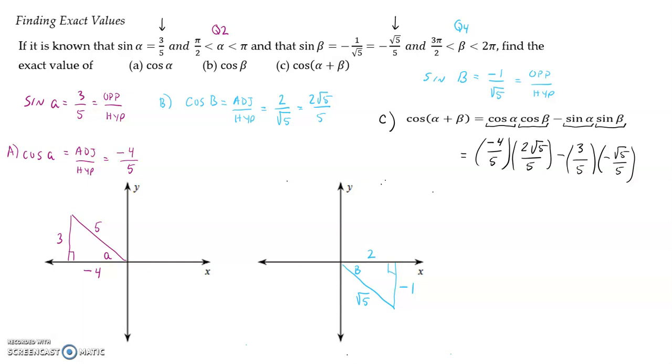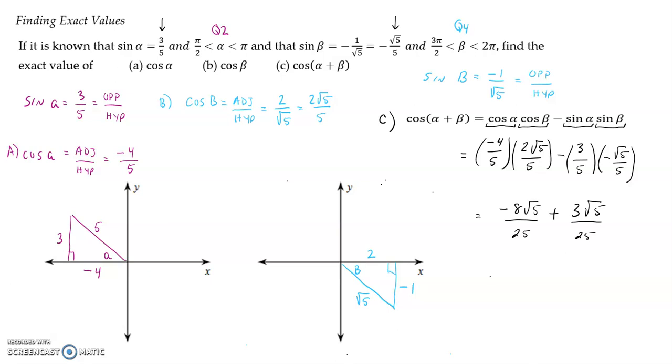When you're multiplying these fractions, you can multiply straight across, so your denominator here is going to be 25. And negative 4 times 2 radical 5 will give us negative 8 radical 5. For my next batch of fractions, when I'm multiplying, my denominator will be a 25. The subtraction sign and my negative are going to combine to make a positive, and 3 times radical 5 will be my numerator.